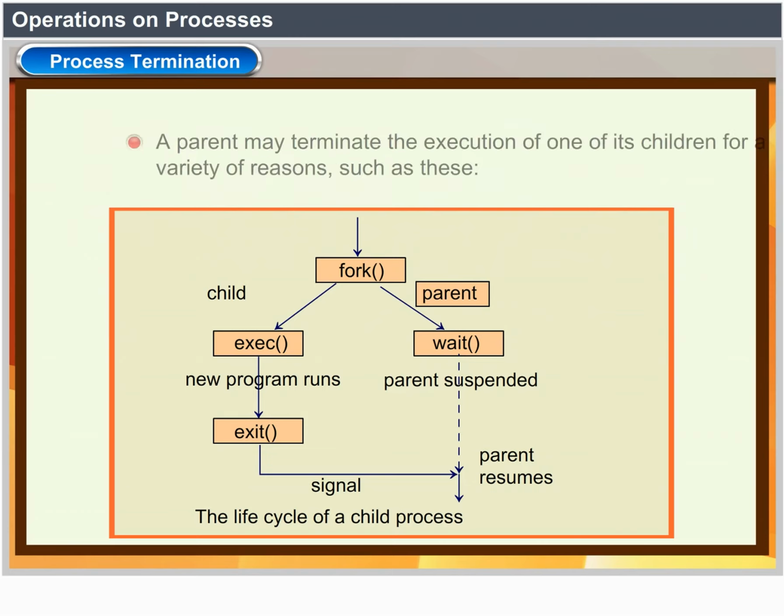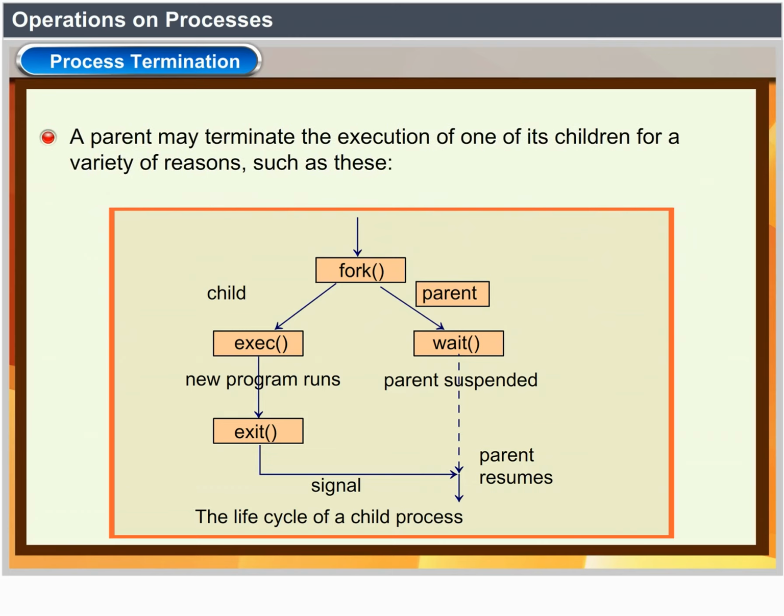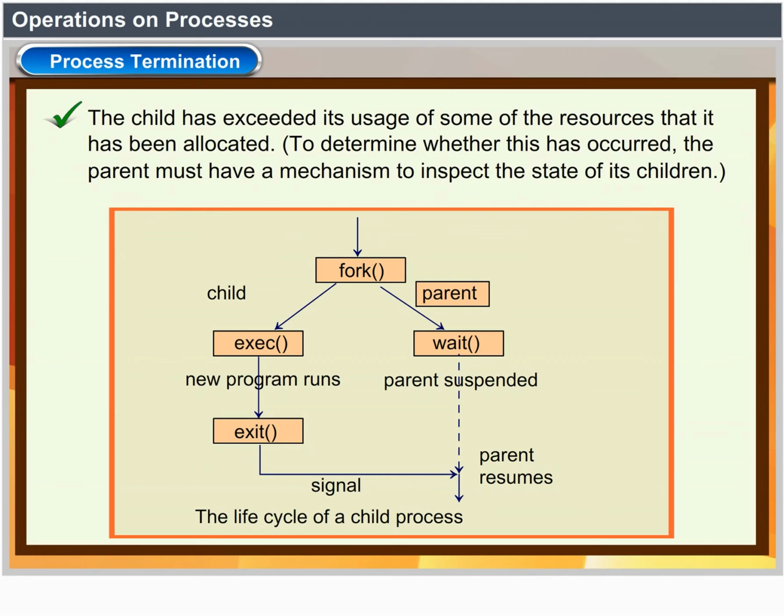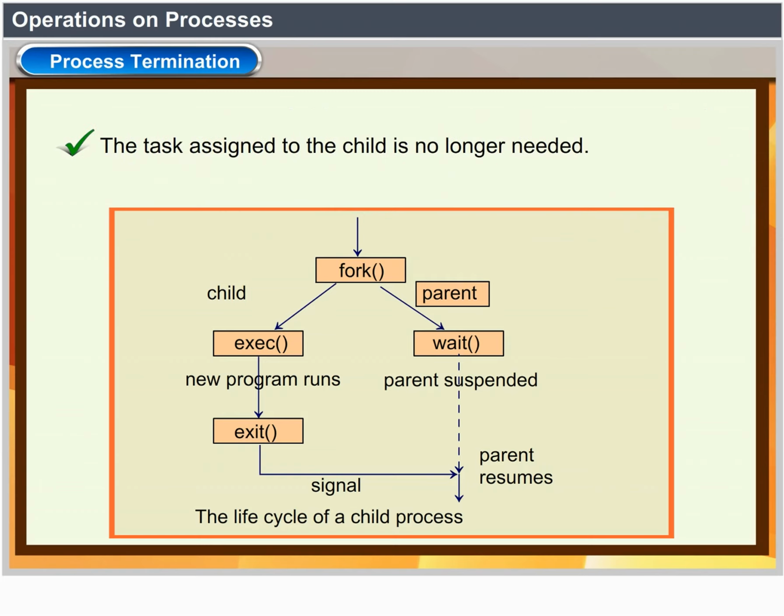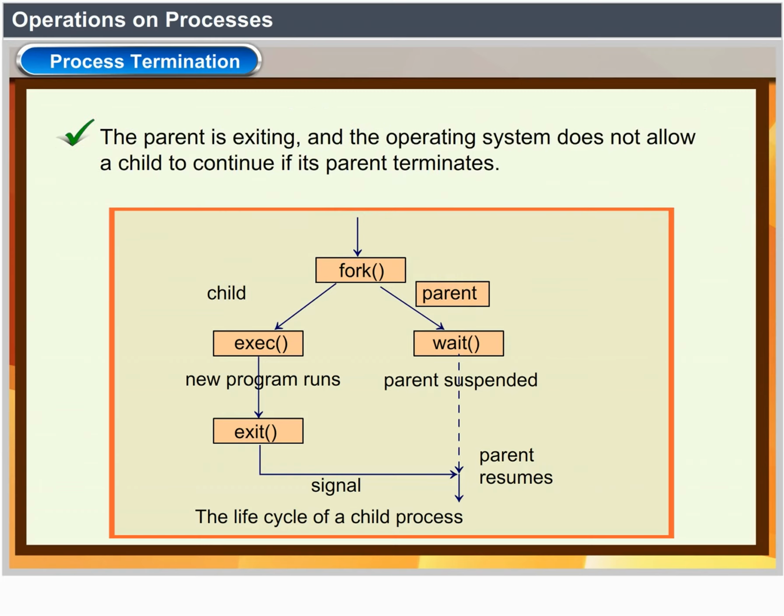A parent may terminate the execution of one of its children for a variety of reasons, such as these. The child has exceeded its usage of some of the resources that it has been allocated. To determine whether this has occurred, the parent must have a mechanism to inspect the state of its children. The task assigned to the child is no longer required. The parent is exiting, and the operating system does not allow a child to continue if its parent terminates.